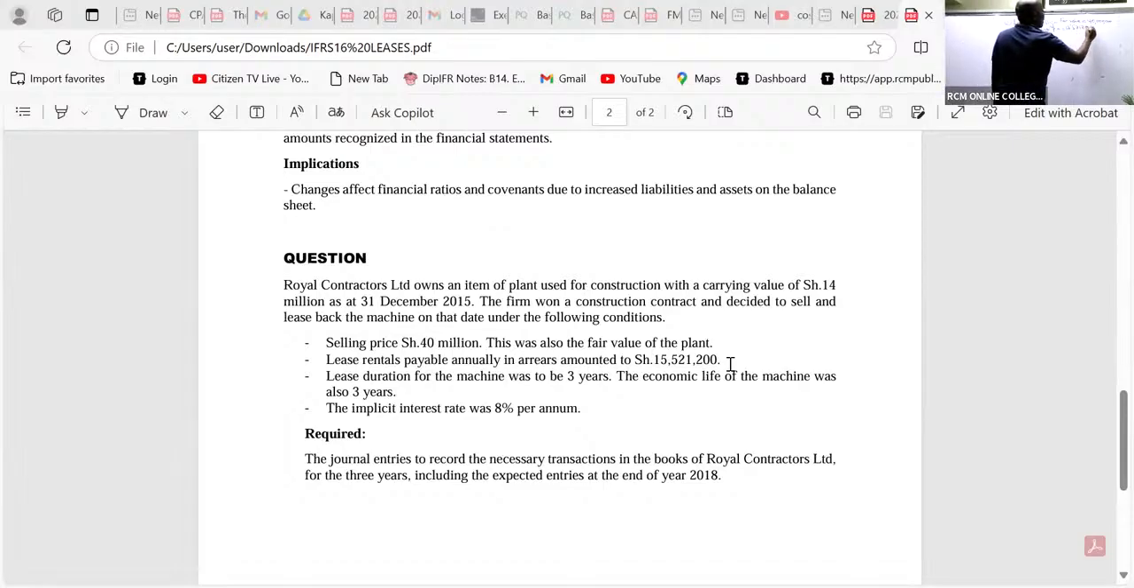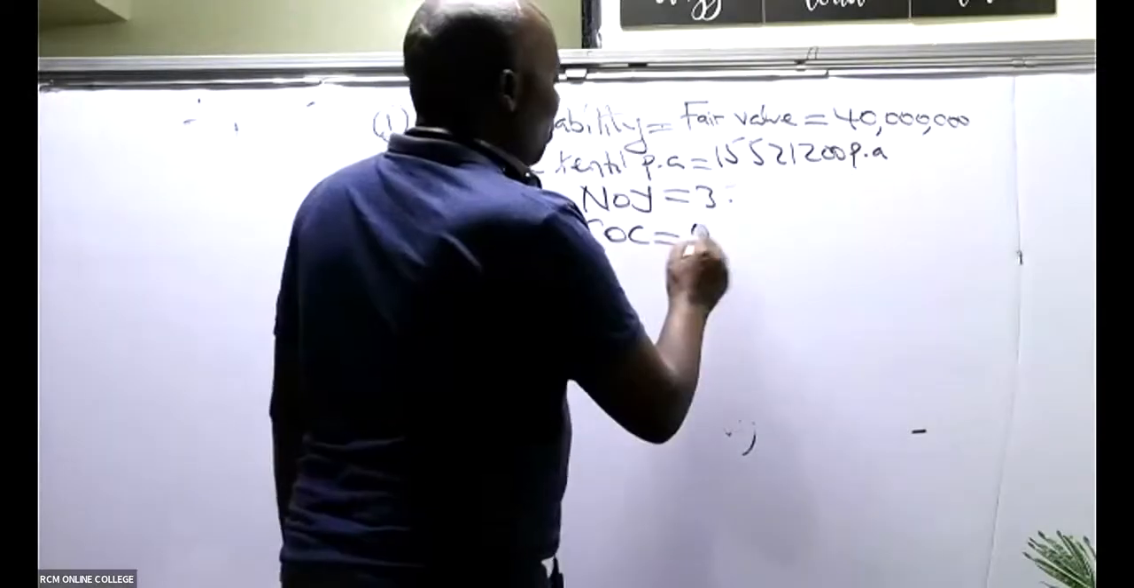And remember, this is per annum. And this lease rental will be paid for how many years? Remember, this is supposed to be a lease for 3 years. So number of years are 3. And then they have also given us the cost of capital or the implicit interest rate. This is the rate of return. The implicit interest rate is 8%.